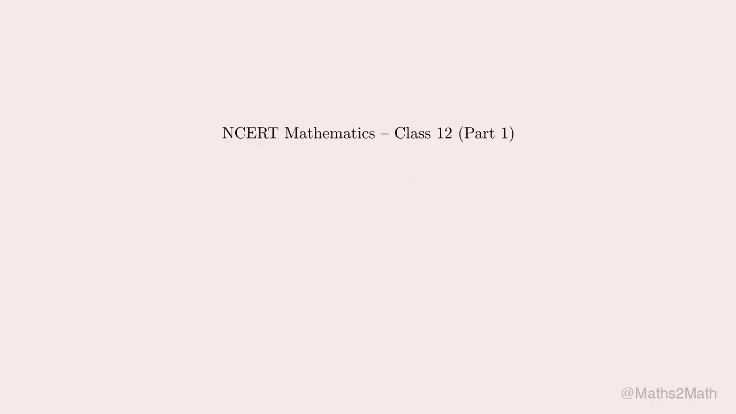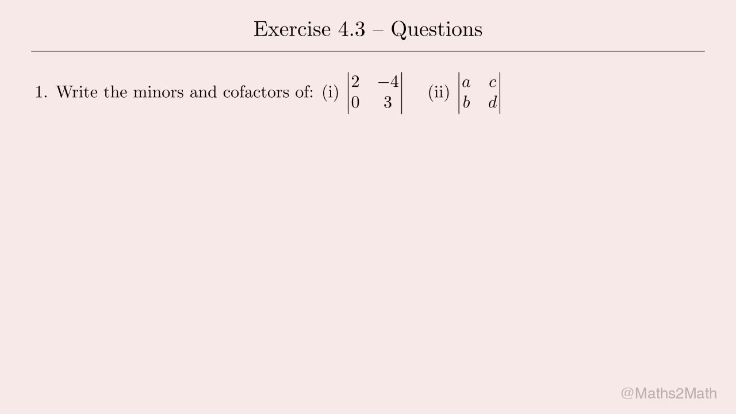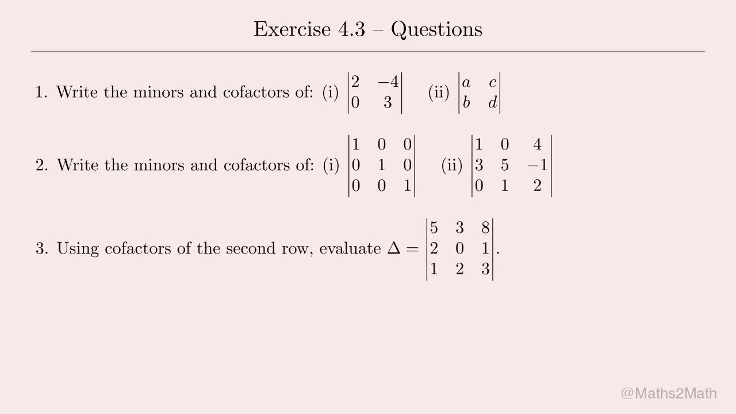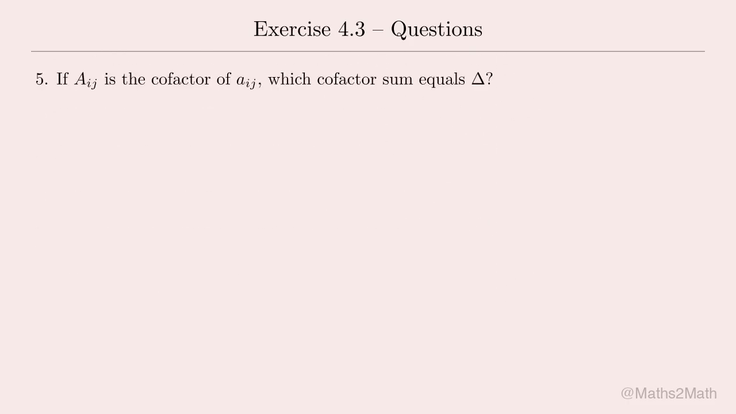In this video, we are solving every question of exercise 4.3 of Chapter 4, Determinants, from the NCERT Mathematics textbook for Class 12, Part 1. Exercise 4.3 has 5 questions on minors and cofactors, writing them for 2 by 2 and 3 by 3 determinants, and using cofactor expansions to evaluate. Here they are.